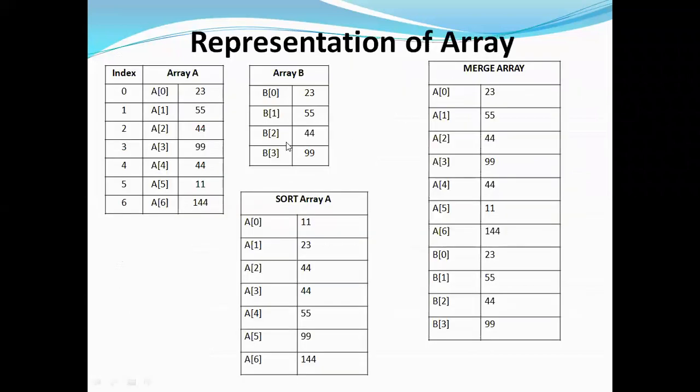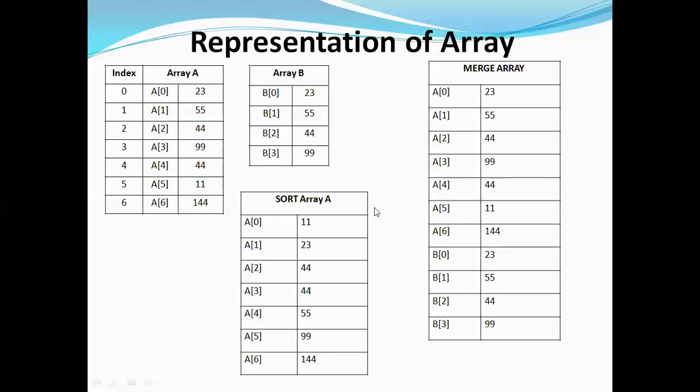So this is how we can represent it. I have array A: 23, 55, 44, 99, 44, 11, 144, all of type integer, with indices 0, 1, 2, 3, 4, 5, 6. Similarly, I have array B. Array B has 4 elements, indices 0, 1, 2, 3: 23, 55, 44, 99.